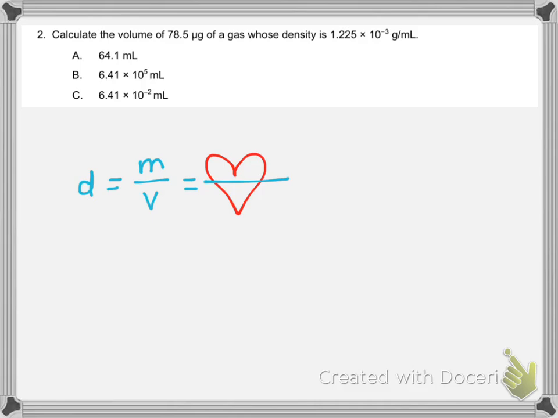And so we can use this relationship to solve for volume, but in order to do that we need to make sure that the units of mass match here for our calculation. And right now they do not. But we do know that micro can be replaced with 10 to the minus 6th. And so we can say that this is 78.5 times 10 to the minus 6th grams.